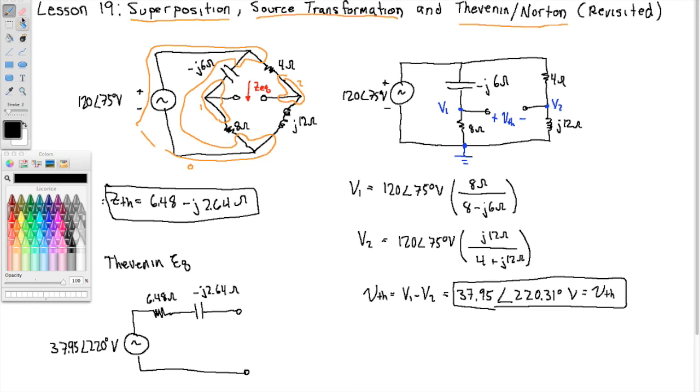So if we go into the original picture and we connect some load, RL, to this thing, and you want to know what the voltage is across RL, you're going to have to analyze this again, or you just analyze the equivalent circuit. That's the power of the Thevenin equivalent.